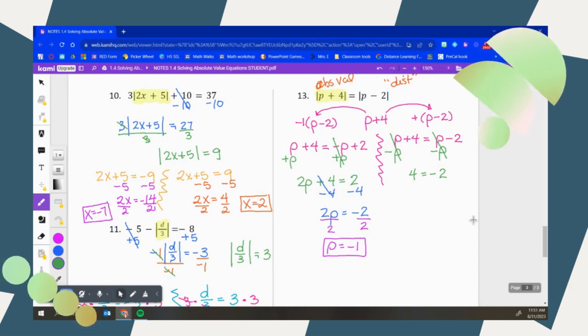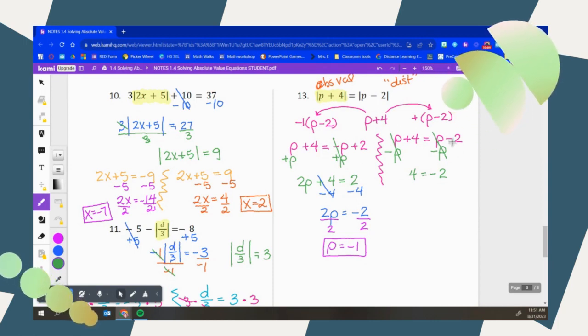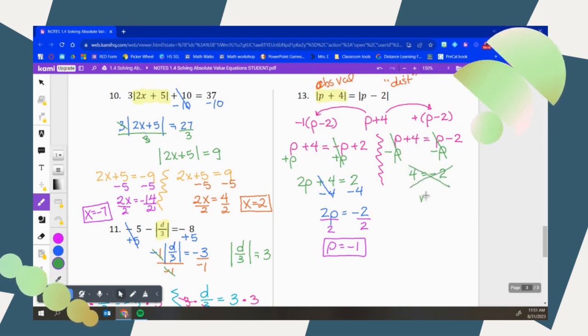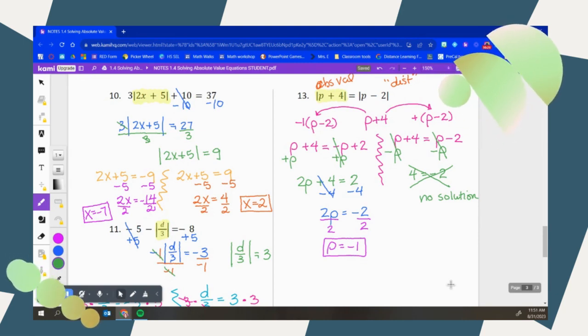No. So if 4 does not equal negative 2, then that means that this side does not have a solution. Okay? There's no number you can put in place of these p's that would make this equation true. 4 does not equal negative 2, so this side of the equation has no solution. Does that mean that the whole problem has no solution? No. What's the one solution this one has? The negative 1. So this is another one of those situations where you only have the one solution.